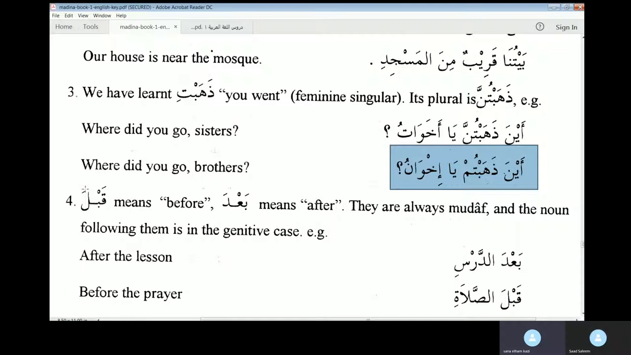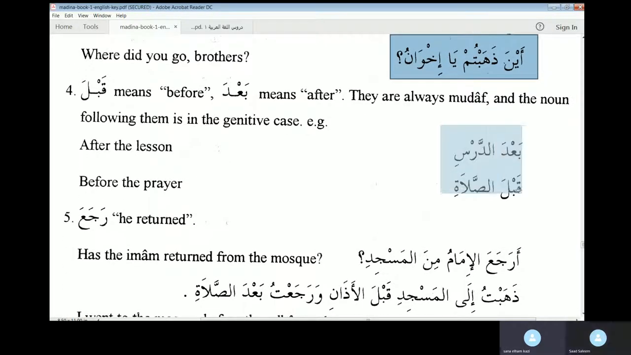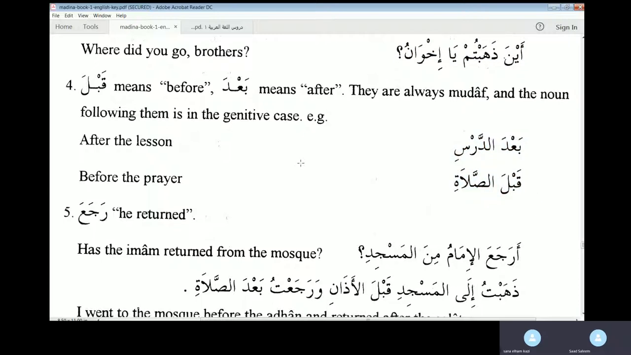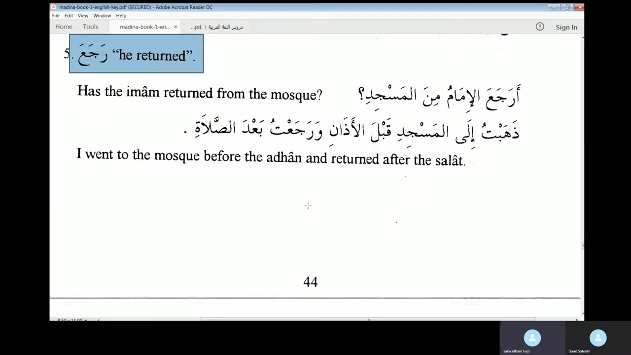Ba'da darsi, after the lesson. Qabla salati, before the prayer. Raja, he returned. Has the imam returned from the mosque? Raja al imamu min al masjidi. Zahaba ila al masjidi qabla al azani wa raja'tu ba'da salat. I went to the mosque before the adhan and returned after the salat.